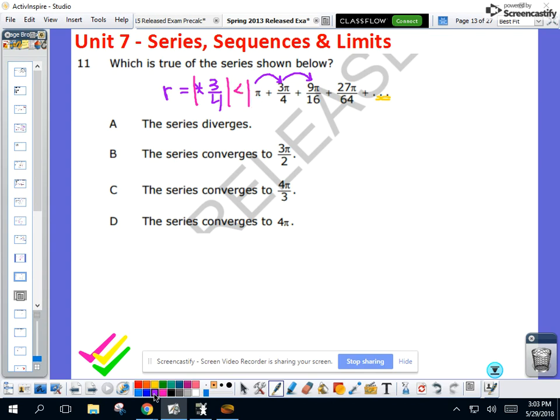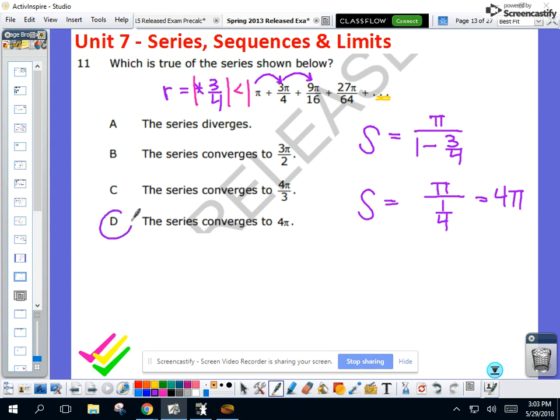So we get to use that same formula we used on the previous problem. The sum is equal to the first term, which is pi, divided by 1 minus the common ratio, 3/4. A series will converge to the sum. 1 minus 3/4 is 1/4. When we multiply by the reciprocal, we get 4 pi. So this series converges to 4 pi.